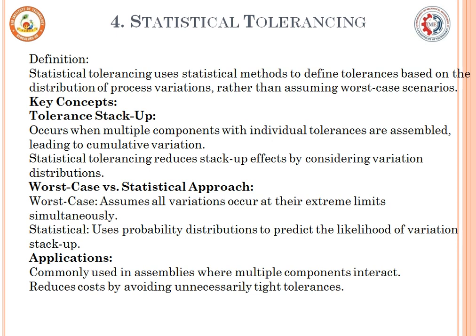So what are the applications? Statistical tolerancing is used in assembly where multiple components interact. It reduces cost by avoiding unnecessarily tight tolerances. So like this, statistical tolerancing is helpful in the industry.